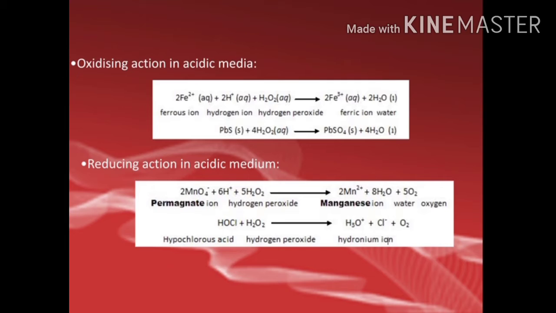So that is an oxidation reaction that takes place in the presence of hydrogen peroxide in acid medium. Second equation, lead sulfide is converted into lead sulfate. Here lead sulfide undergoes oxidation and is converted into lead sulfate. So here also hydrogen peroxide acts as a very good oxidizing agent in acid medium.